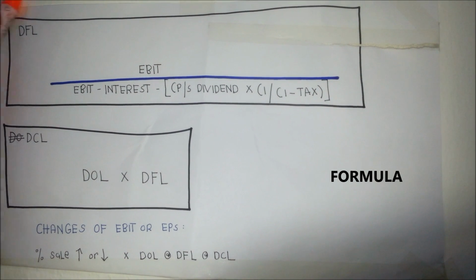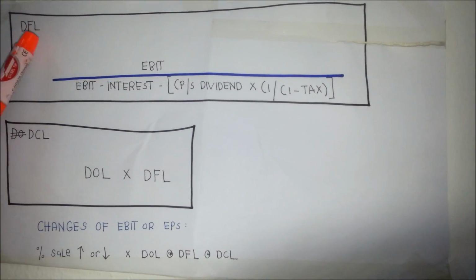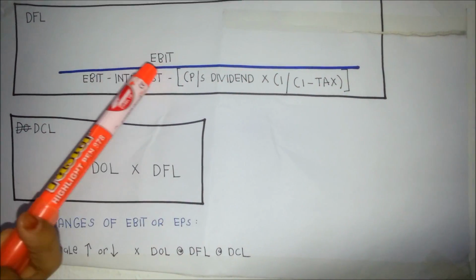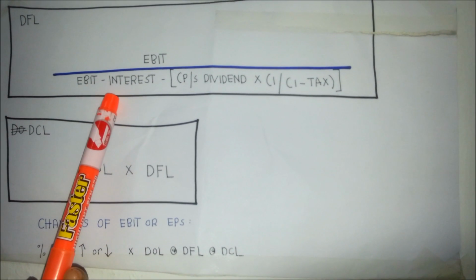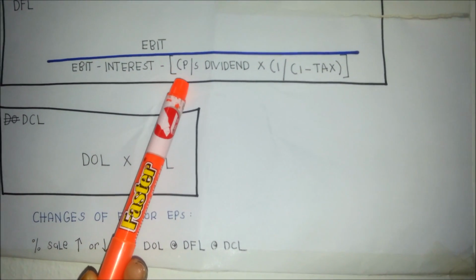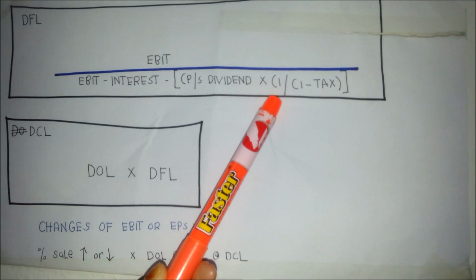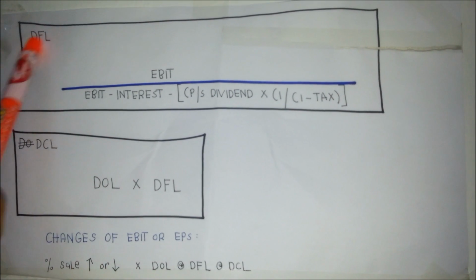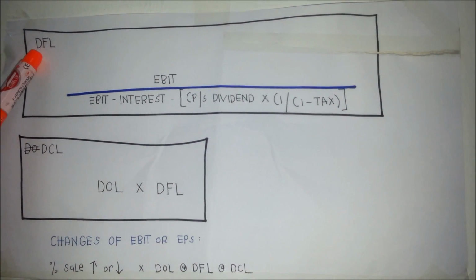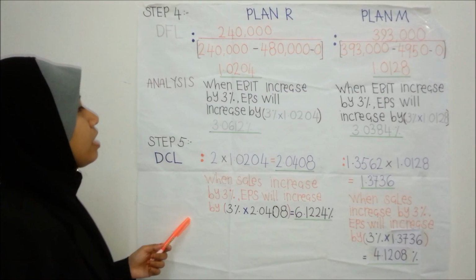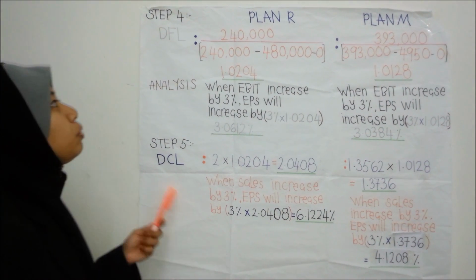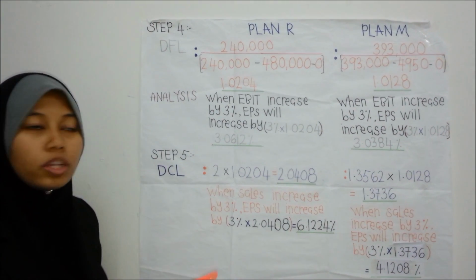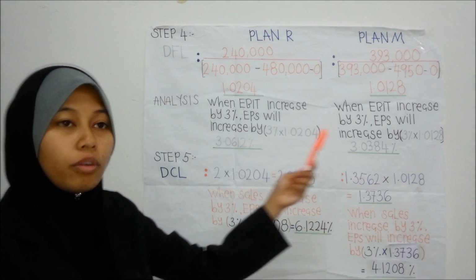Then next we have to find degree of financial leverage. How to find DFL? We need to remember this formula, which is EBIT divided by EBIT minus interest minus preference dividends, times 1 over 1 minus tax. So you have to remember this formula in order to find the degree of financial leverage. After we remember the formula, we use it to calculate DFL. Since Adam's situation has two plans, we have to calculate for both.